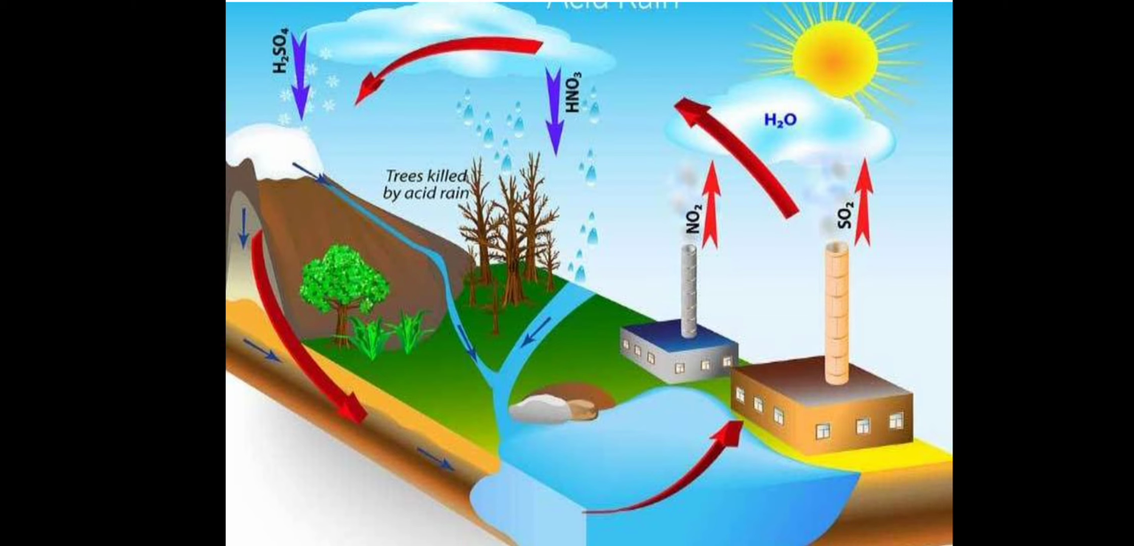So, what are you seeing now on your screen? The acid rain kills the trees. It can also kill the plant's ability to survive and give life to other organisms in the water.